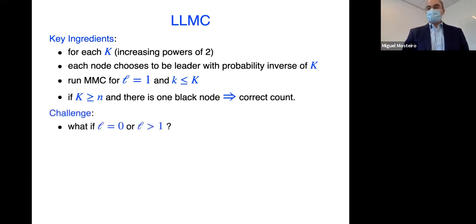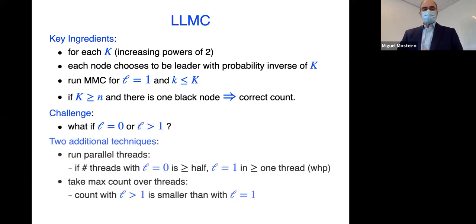But of course, the problem is, what if we don't have one leader? We have 0 or more. So we need 2 additional techniques. We run this procedure in many parallel threads, not so many, I think it's logarithmic, in a number of parallel threads.